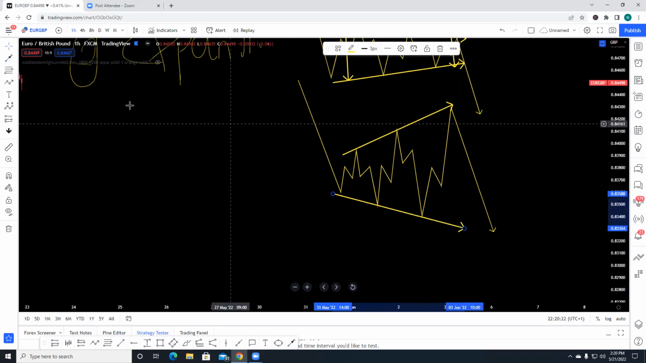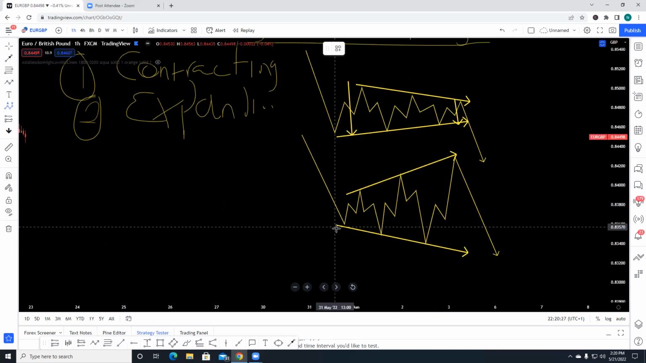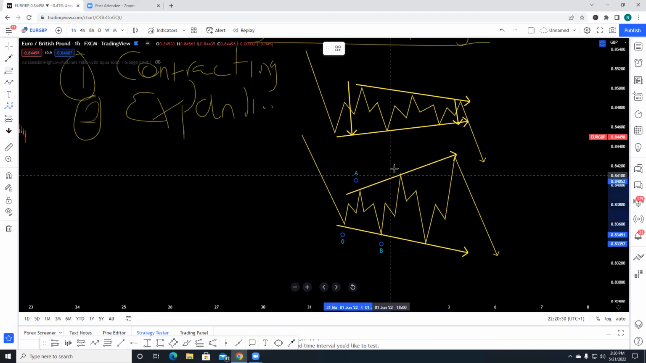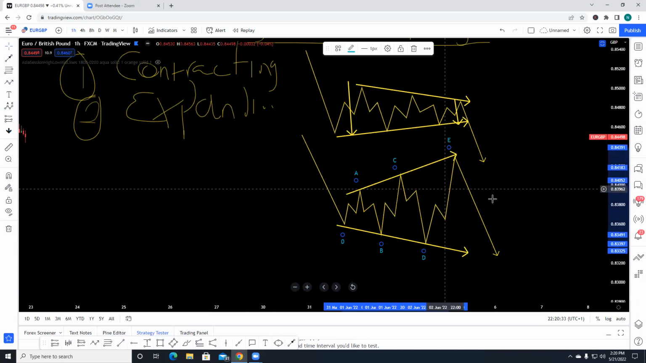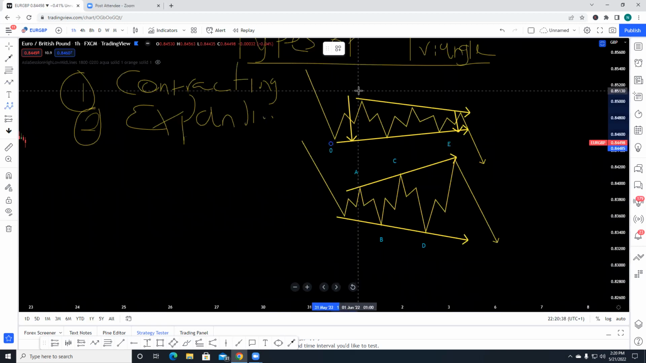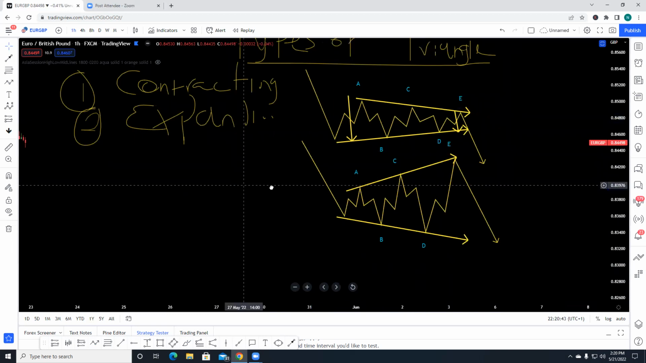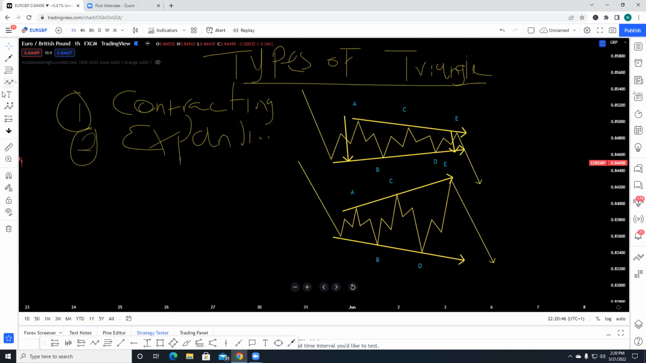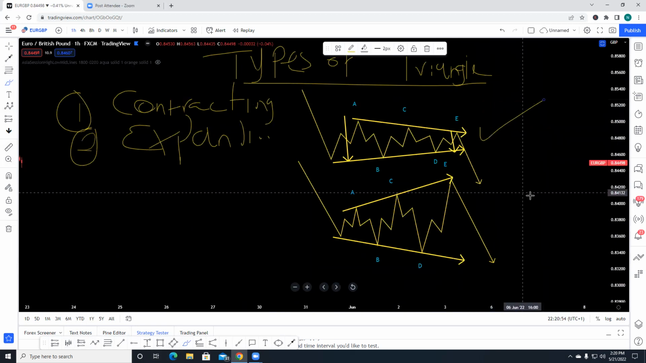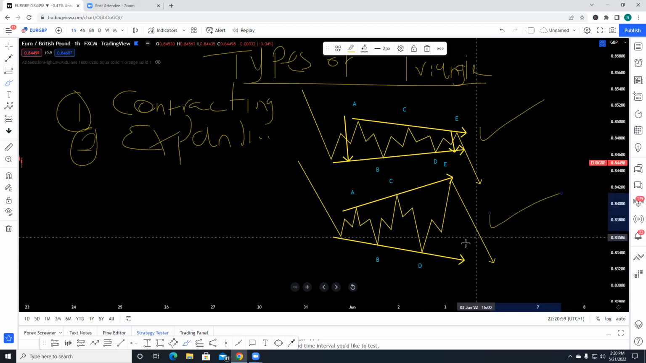Can you see? Expanding. You have to do the labeling very correctly. You have A, B, C, D, E, and then move to the downside. And on this one, if you do the labeling, guys, you have A, B, C, D, E, and then move to the downside. Can you see that as this particular triangle is forming, it's narrowing down, that's a contracting triangle. And this one, as it's forming, is expanding in nature, an expanding triangle.